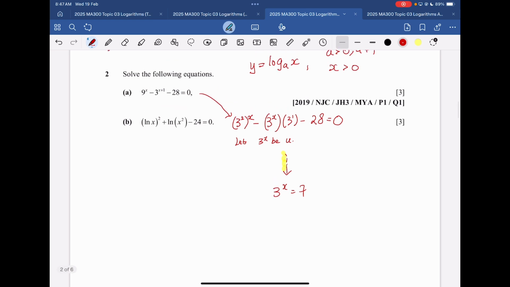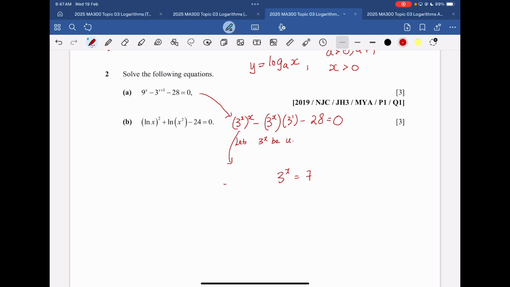2B, 2A. Okay, so 2A, log 3x 2x, can I say this is the same as 3 power x times 2? Okay, you get 3 power x equals to 7.